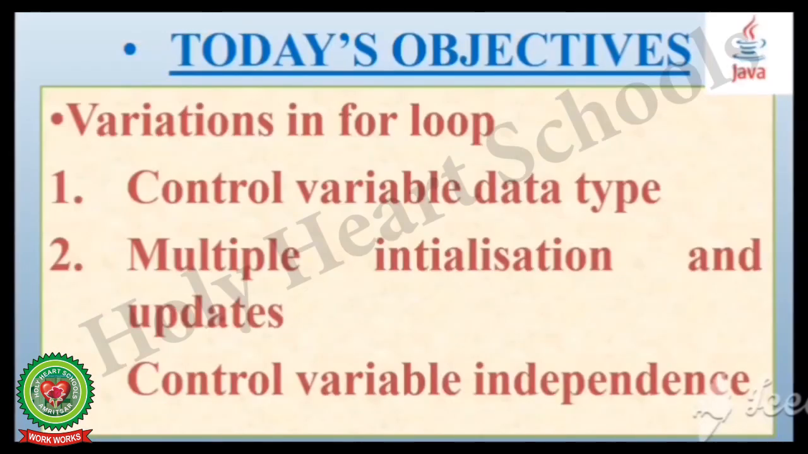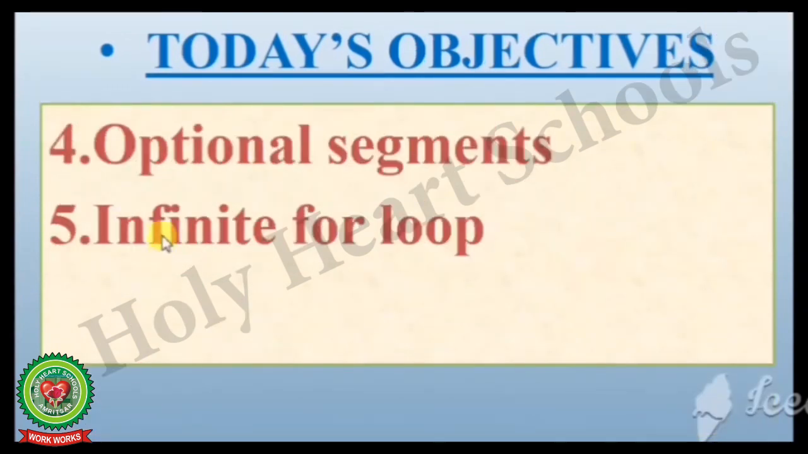So students, today we have discussed the different variations in for loop. That is control variable data type. We can take variable of any data type. Multiple initialization and updates. We can do multiple initialization at the same time in one bracket. Control variable independence. Optional segments and infinite for loop.